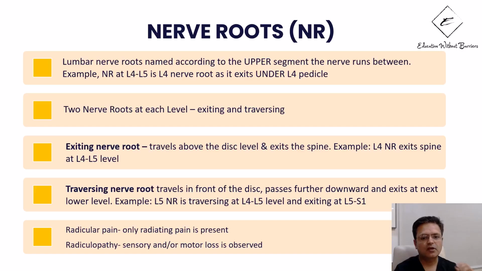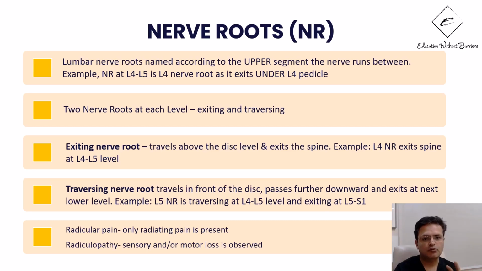The first thing is the lumbar nerve root is named according to the upper segment under which the nerve runs. So let's take an example of L4-5 level. So the nerve root running below the L4 pedicle and coming out is the exiting L4 nerve root. So it's named based on the upper segment.